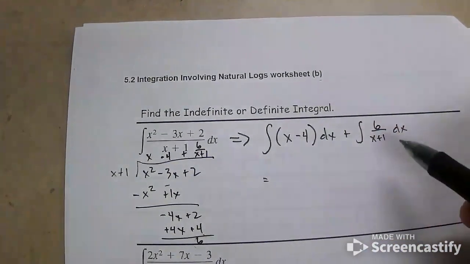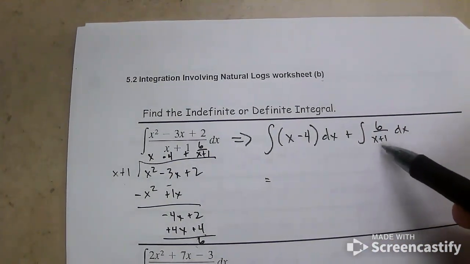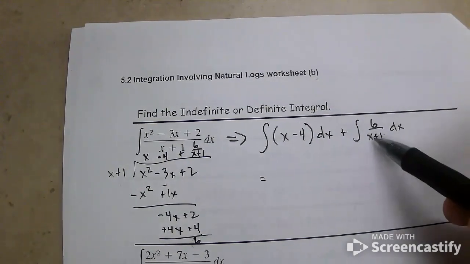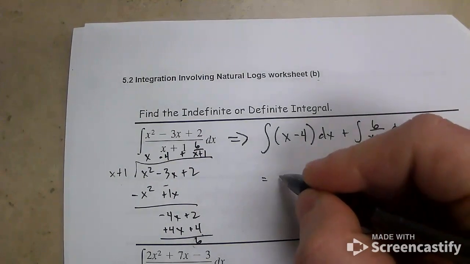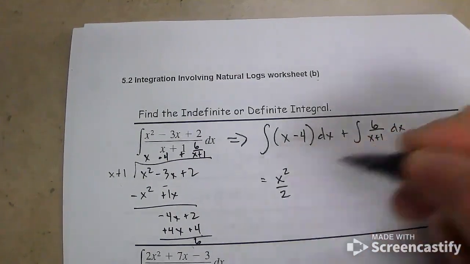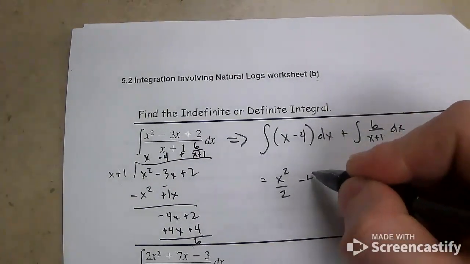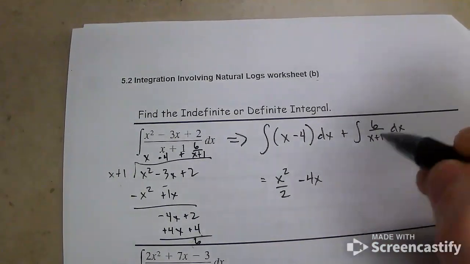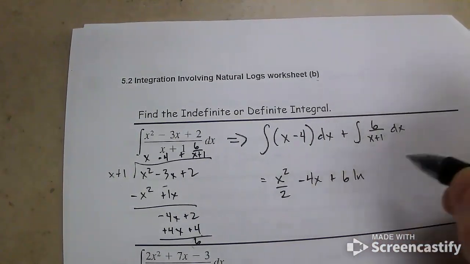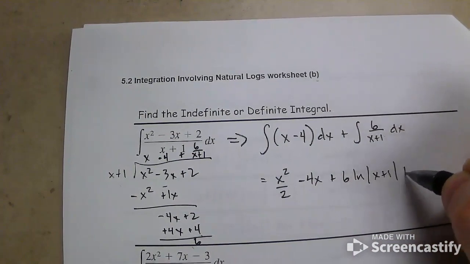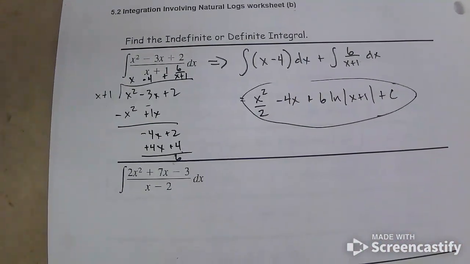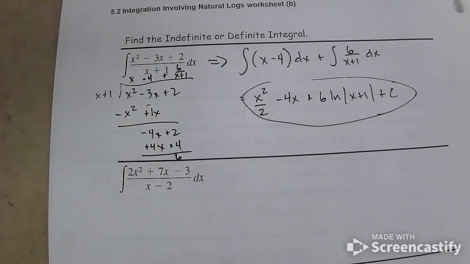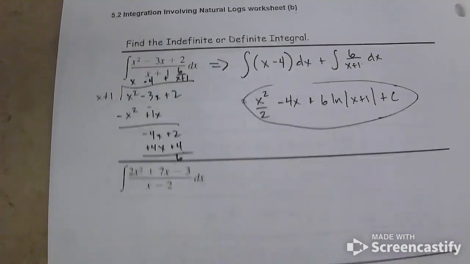So if we do that, this is nice because this use substitution is just going to have a natural log of x plus 1. Its derivative is going to be dx. So this is just going to be add 1, divide by the new, add 1, and then this is going to be plus 6 natural log of x plus 1 plus c. And that would be the final answer. Okay. Let's see here. That's what I got there. All right, cool. Second one.